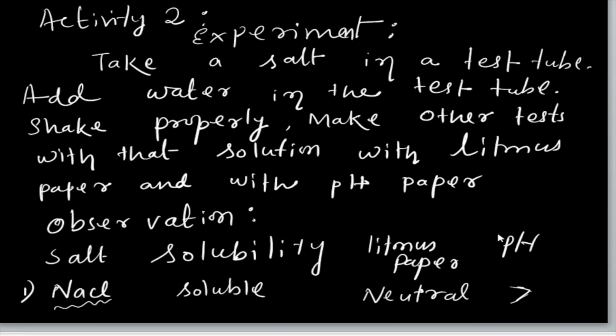So this is the experiment where you can see the solubility. Sodium chloride is soluble in water and neutral, with no change in litmus paper, so pH equals 7. So this is activity 2, where we check the pH and solubility with litmus paper.